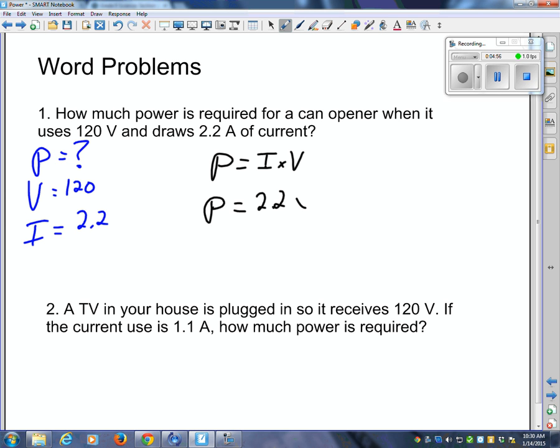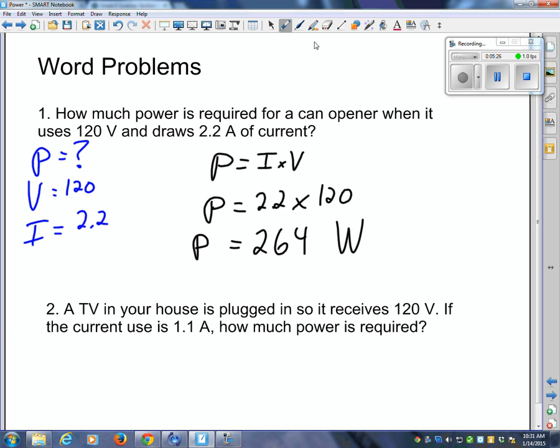2.2 times 120 is 264. 264 what? Watts. Big W. 264 watts. That's how much power a can opener takes. That seems like a lot of power. But it's cutting metal, right?